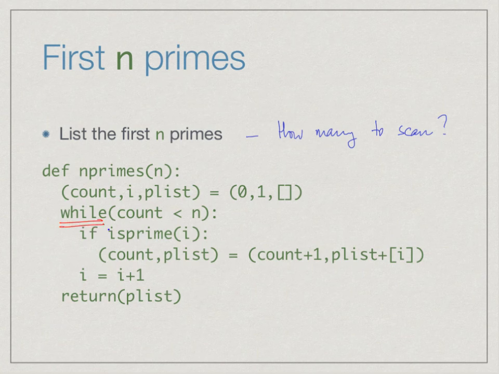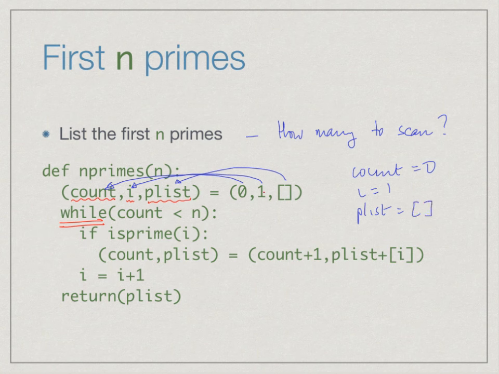So what we need to do is keep a count of how many primes we have seen. We need to go through all the numbers one at a time to check if they are primes. And we need a list of all the primes we have seen so far. Just to illustrate another point that we have seen, this is a simultaneous assignment which says, initially we have seen 0 primes, so count is 0. We start with the number 1. This is the first number we check whether it's a prime or not. And initially the list of primes is empty. So this says take these 3 names and assign them these 3 values. This is the same as saying count is equal to 0, i is equal to 1, and p_list is the empty list. So this has the same effect.